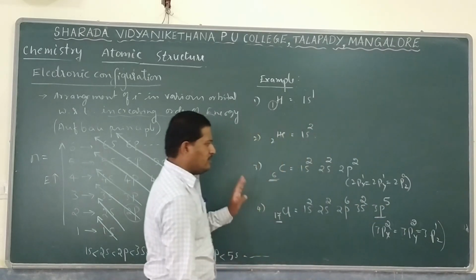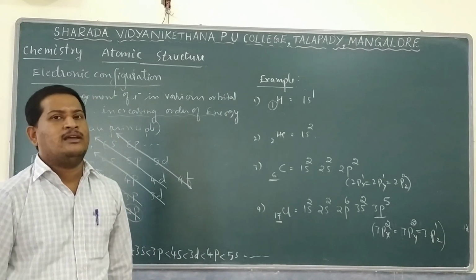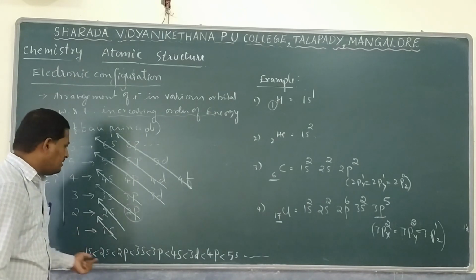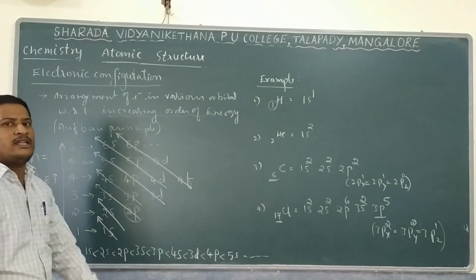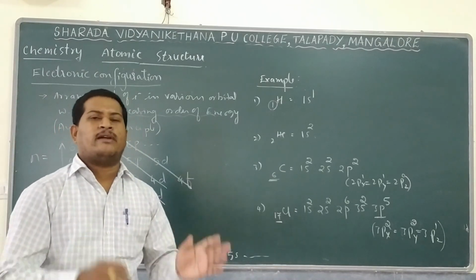Like that, electronic configuration can be written for all 118 elements in the periodic table, but you should remember the atomic number and also this sequence for writing electronic configuration, followed by the Aufbau principle and Hund's rule of maximum multiplicity.